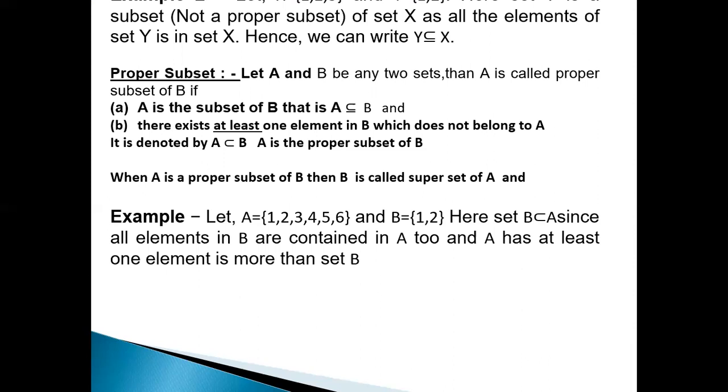Suppose in A we defined some elements 1, 2, 3, 4, 5, 6, and in B we defined some elements. Here B is a subset of A since all elements in B are contained in A too, but A has at least one element more than set B. So this is the difference between subset and proper subset.